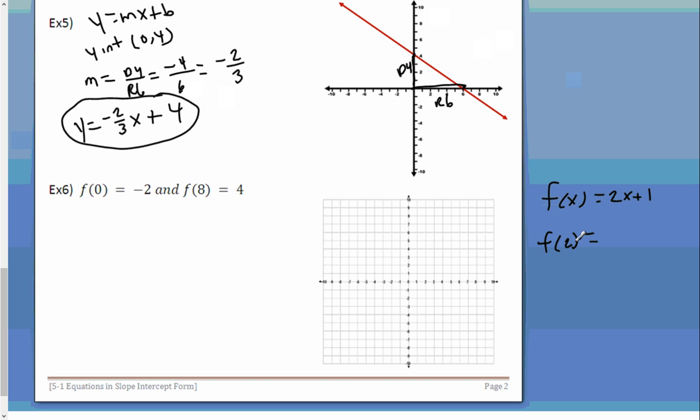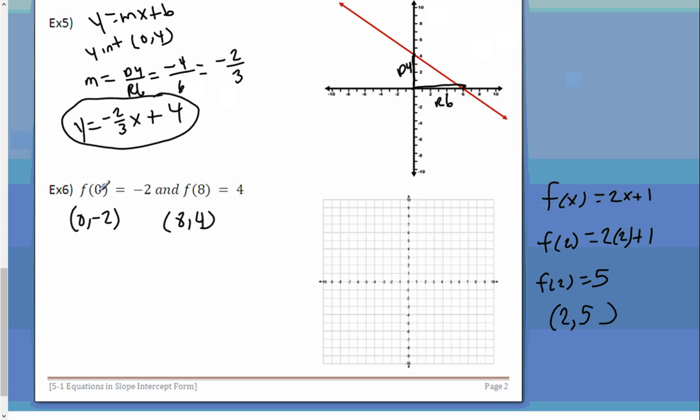what am I saying? I'm putting a 2 into the machine. So x is going to become 2, right? And I get f of 2 is equal to 2 times 2 is 4 plus 1 is 5. So f of 2 is 5. What does that mean? It means I put a 2 into the machine, x is 2, and I got a 5 out. So it's really just a point. When you see f of 2 is 5, what I'm saying is the point (2, 5) is on the line. So what am I saying here? I'm saying (0, -2) is on the line, and I'm saying (8, 4) is on the line.